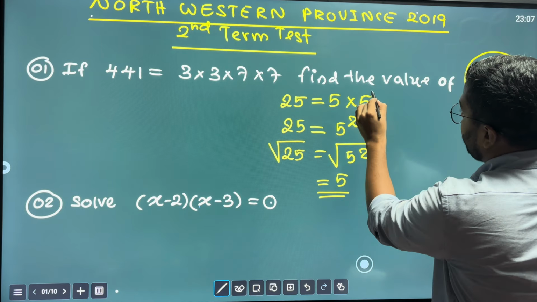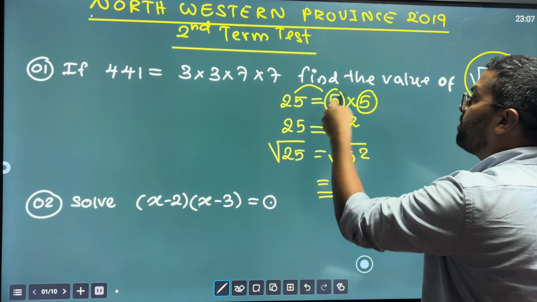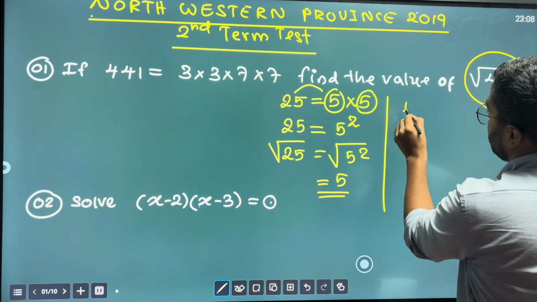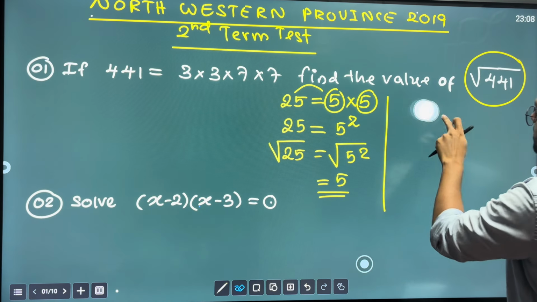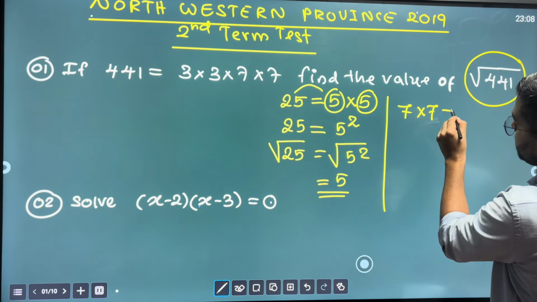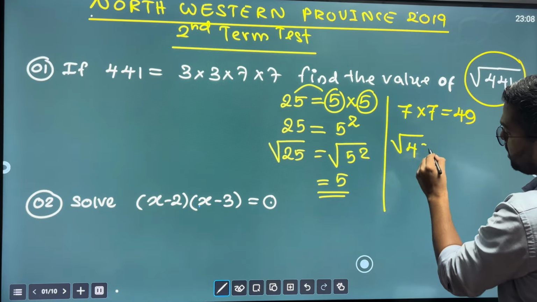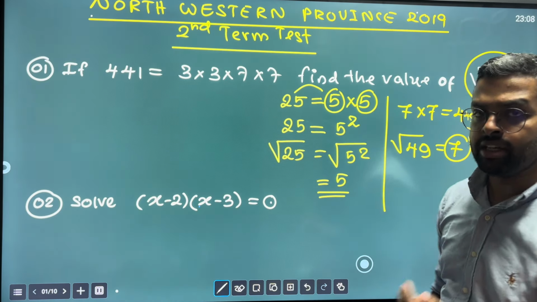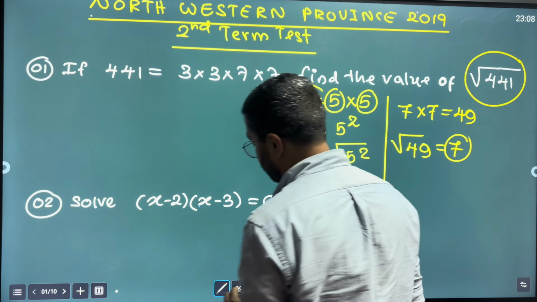So 5 times 5 is equal to 25. So the square root of 25 is 5. If I give you another example, 49 is equal to 7 times 7. Otherwise, 7 times 7 gives you 49, right? So the square root of 49 is equal to 7. I hope everyone is clear with regards to the concept of square root. Let's move on to this question.